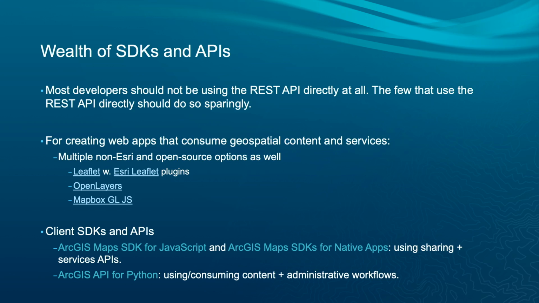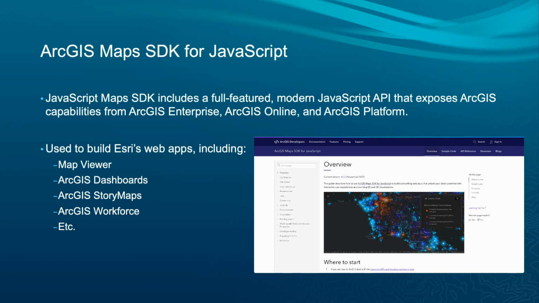And then, of course, we have our Esri-provided SDKs and APIs. We have our premier SDK of the ArcGIS Maps SDK, both for JavaScript and native applications. And then we have our ArcGIS API for Python. So let's take a look at these a little bit.